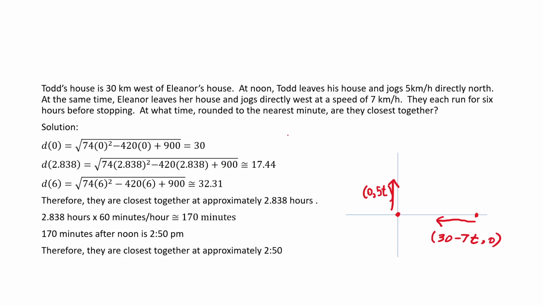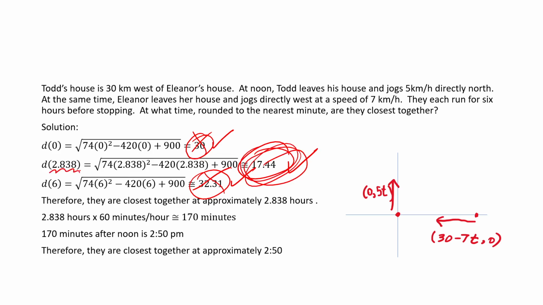And we're just going to go back to the original distance formula and calculate the distance between the two runners at a time of 0, at a time of 2.838, and at a time of 6. Well, we see that this distance here, 17.44, is less than either 30 or 32.31. So our minimum distance is 17.44, which occurs after 2.838 hours.